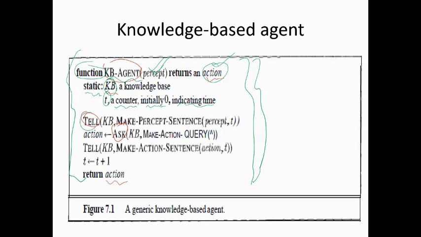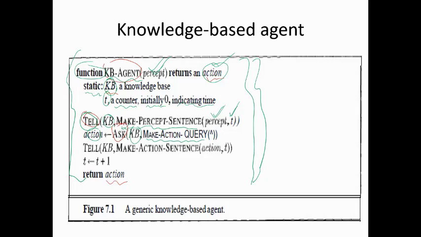Then the tell process begins. So tell KB to implement make percept sentence. Inside this we have two inputs, percept and time, the perceptions, observations, and time. And after taking time and percept, it will do an action. How? By asking KB what to do, using make action query.